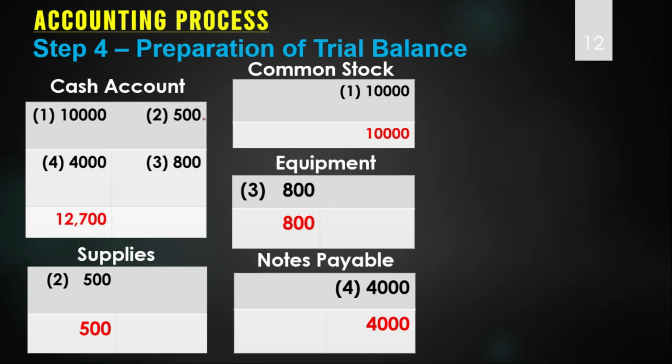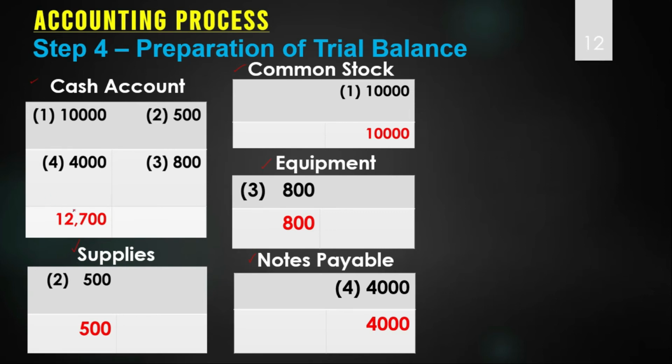I have taken all the 5 accounts that we have prepared in 5 different slides. All the 5 have been put together at one slide just to help you. We have prepared cash account from the first journal entry. Then we have prepared common stock. Then we prepared supplies account. Then we prepared equipment account. Then we prepared notes payable account. So these 5 accounts have been prepared from the 4 journal entries.